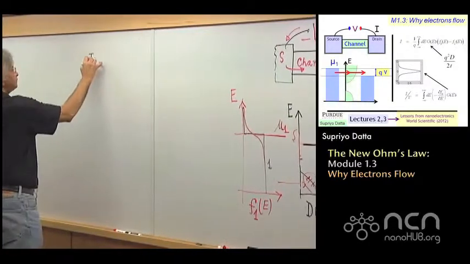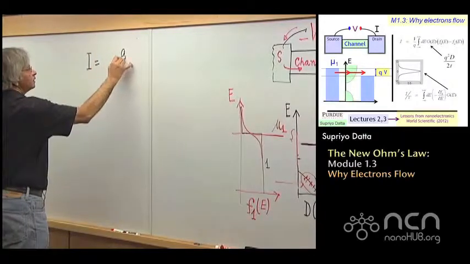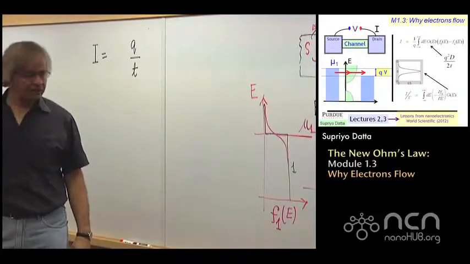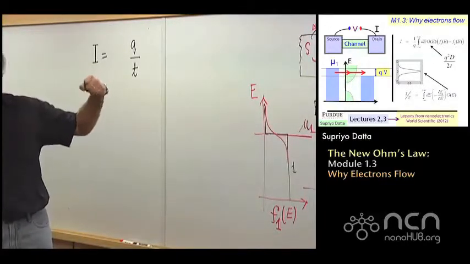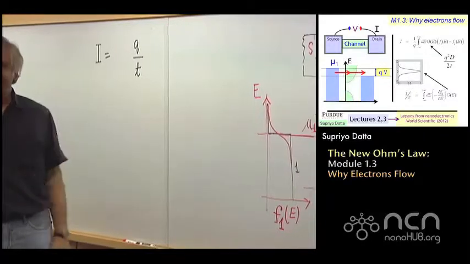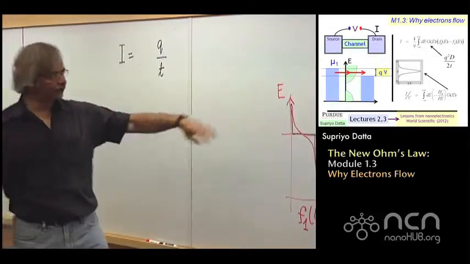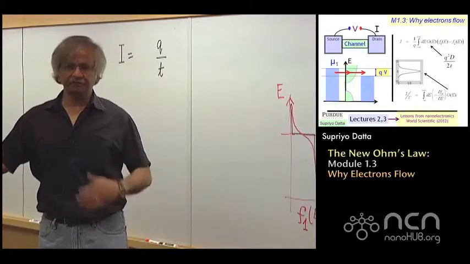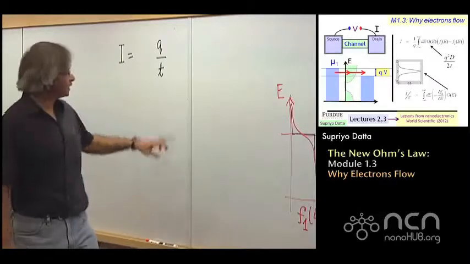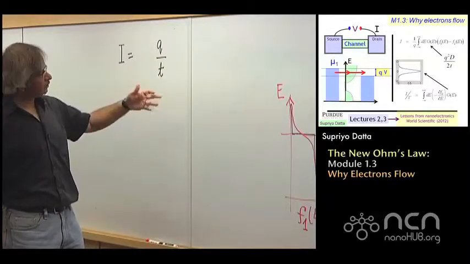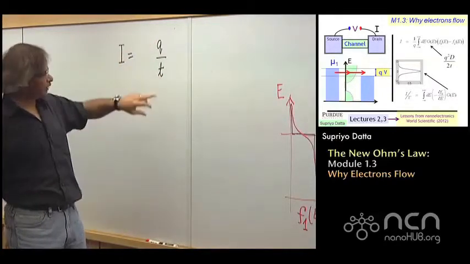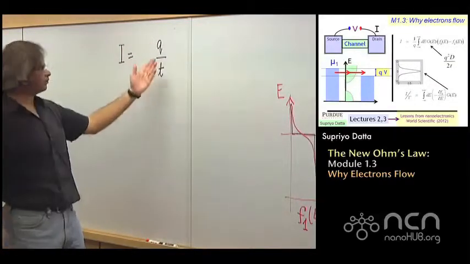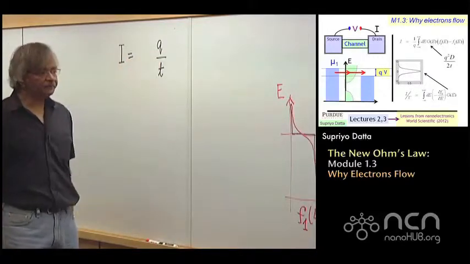I is equal to Q divided by T, where T is the time it takes for an electron to get from the left contact to the right contact. I'll call that the transfer time. So, if an electron gets from left to right in a picosecond, then T would be a picosecond. If it's a nanosecond, it would be a nanosecond. That's T. So, the rate at which electrons get from left to right would be 1 over T, and Q is the charge on an electron, so you'd write the current as Q over T.